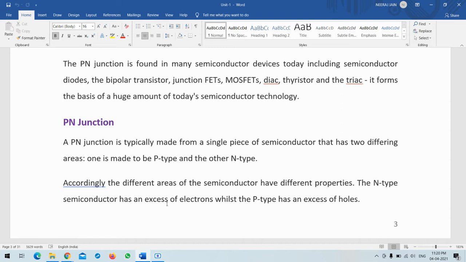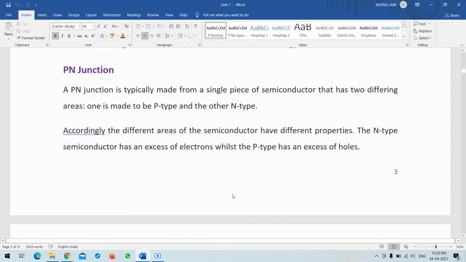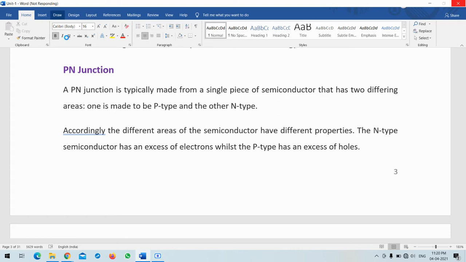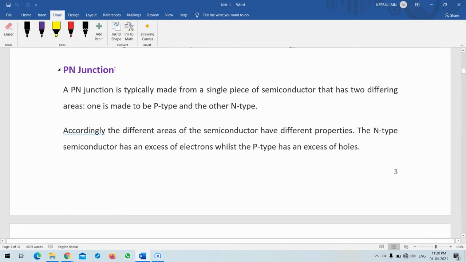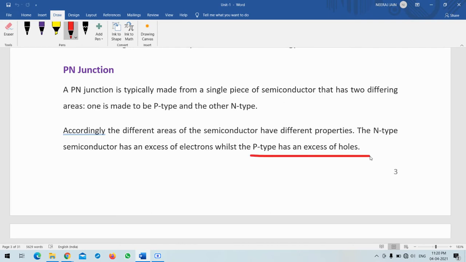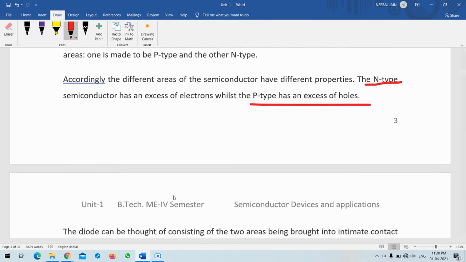The specialty of the P and N type semiconductors is that the P type semiconductor has holes as the majority carrier. Holes are found in the majority in the P type semiconductor, while in the N type semiconductor, electrons are found in the majority. So our P type semiconductors have holes in the majority and electrons in the minority, while in N type semiconductors electrons are in the majority and holes are in the minority.